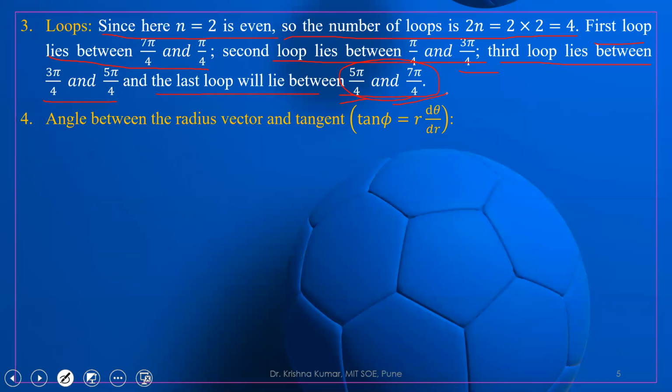So all loops will lie between the tangents. And now we started from this point, 7 pi by 4 to pi by 4. The first loop can be, you can start from anywhere. This will also be the first loop. This will also be from the first loop. So you are free to start from any loop.